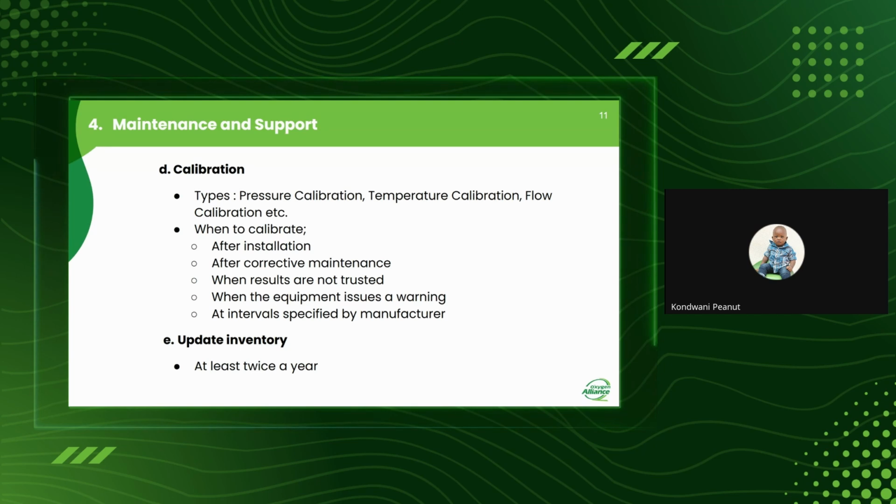And another support under maintenance is inventory. My friend is going to come up with a lot of details on inventory, but the most important part is we need at least to update it twice a year for the whole facility. But you can update your inventory as regularly as possible, especially when you have a new equipment or an equipment which has been declared obsolete. All right, thank you. Let's move to next.